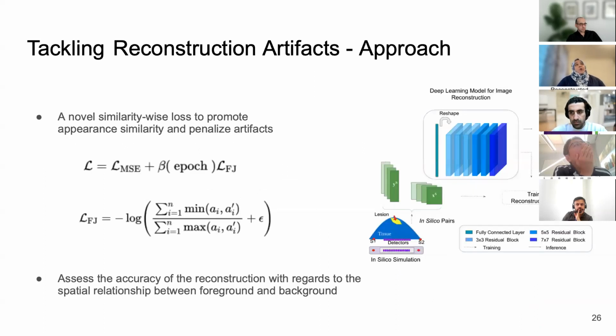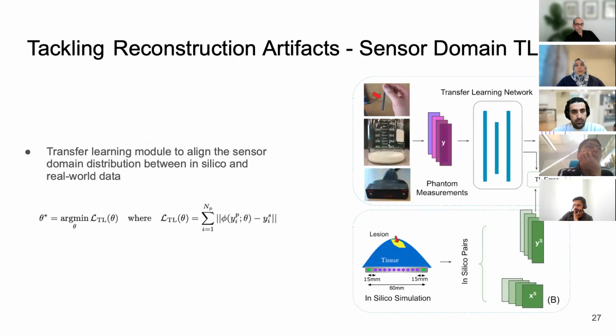To do this, we propose novel similarity-wise losses to promote appearance similarity and penalize artifacts, where we endorse the mean square error that we used previously with a fuzzy-Jaccard loss that assesses the accuracy of the reconstruction with regard to the spatial relationship between foreground and background. We also use an adaptation module that aligns the sensor domain distribution between the in silico and the real data set. We include here a multi-layer perceptron to match the two distributions.